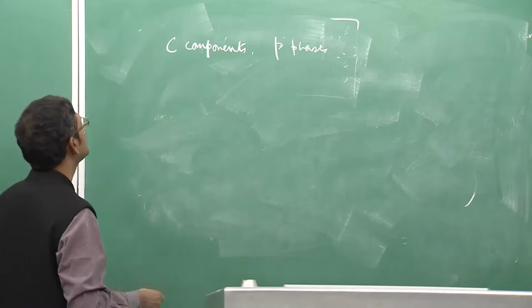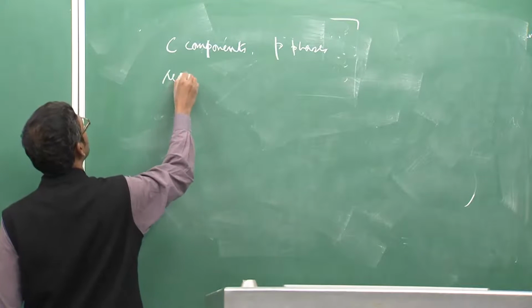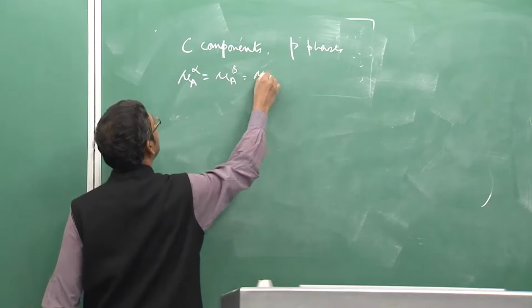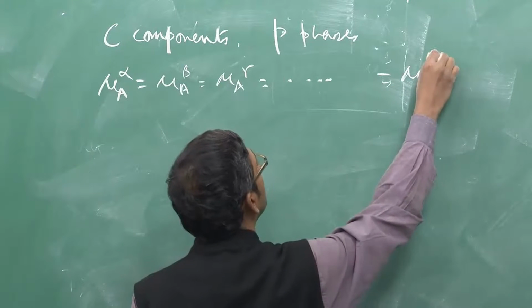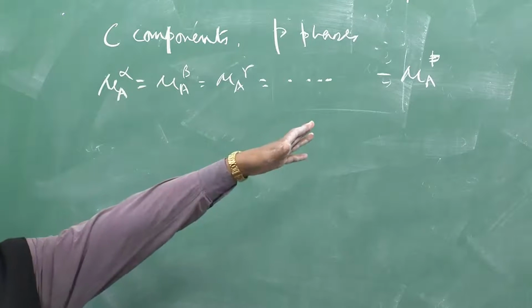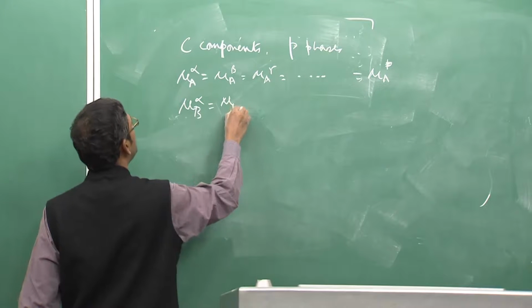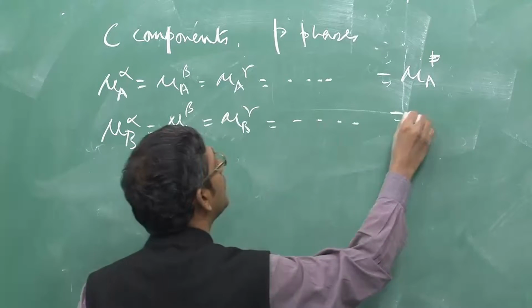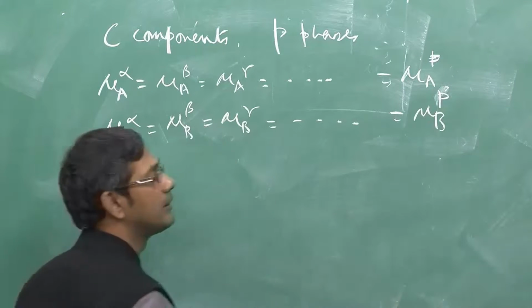So if I have C components, the following will be satisfied: mu A alpha equals mu A beta equals mu A gamma, and so on, equals mu A P, because P phases are there. So for a particular component all the phases will satisfy this rule. Similarly mu B alpha equals mu B beta equals mu B gamma, and so on, equals mu B P. P is the number of phases.